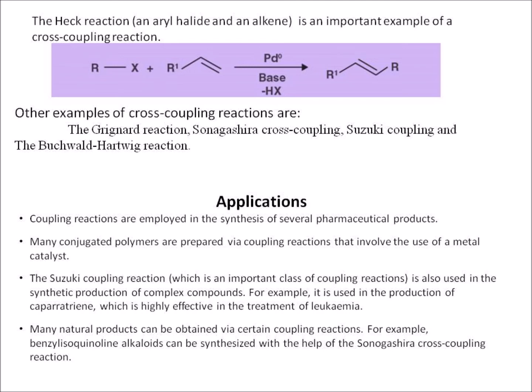Next are the applications of coupling reactions. They are employed in the synthesis of several pharmaceutical products. Many conjugated polymers are prepared via coupling reactions that involve the use of a metal catalyst. The Suzuki coupling reaction is also used in the synthetic production of complex compounds. For example, it is used in the production of calcipotriene, which is highly effective in the treatment of leukemia. Many natural products can be obtained via certain coupling reactions. For example, benzyl isoquinoline alkaloid can be synthesized with the help of Sonogashira cross-coupling reaction.